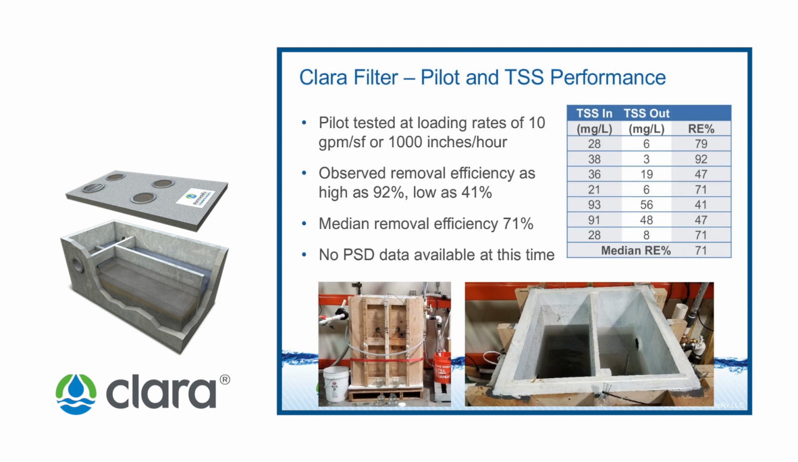We observed during our pilot a TSS removal efficiency as high as 91% and as low as 41%. The median removal, though, was at 71%, which is truly outstanding for a stormwater filter with an inert media build. We decided not to run particle size distribution pairs during the pilot, as these results are often incorrectly interpreted and therefore applied.